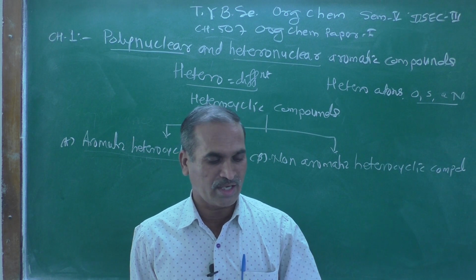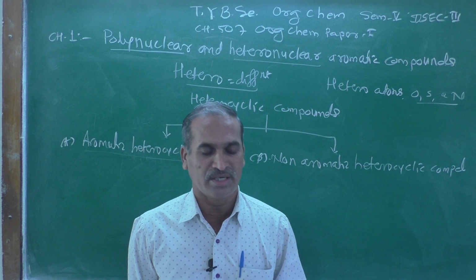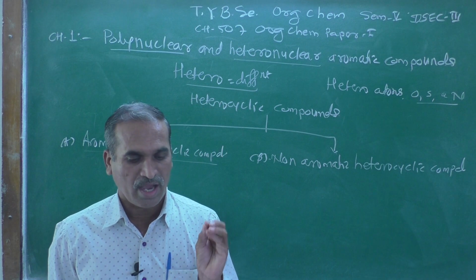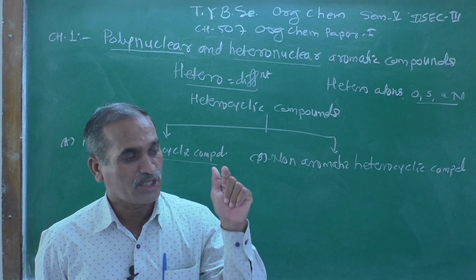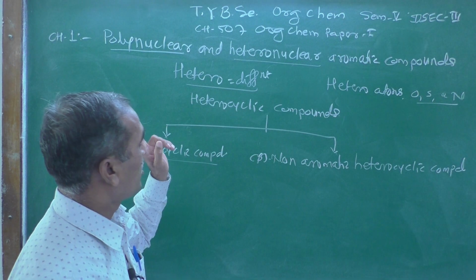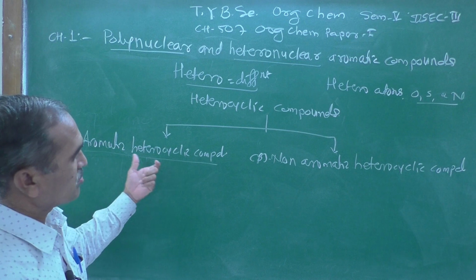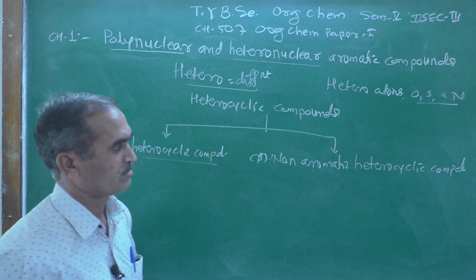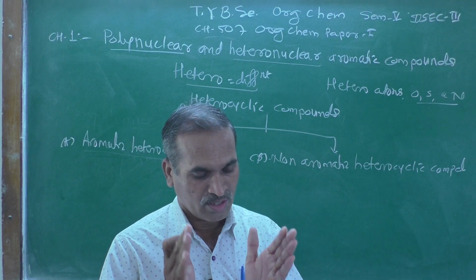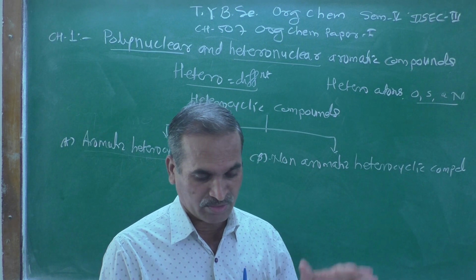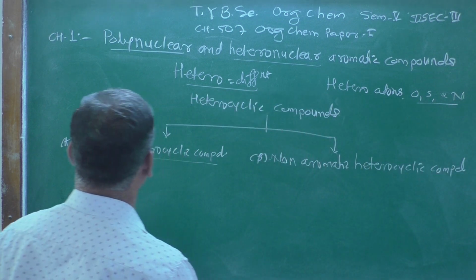So here we are discussing the heterocyclic compound, and heterocyclic compounds are organic compounds that contain a ring structure containing atoms in addition to carbon, such as oxygen, sulfur or nitrogen as a heteroatom. And these are further classified into two types: aromatic heterocyclic compound and non-aromatic heterocyclic compound. Aromatic heterocyclic compounds obey aromatic character as well as Huckel's rule, and that's why they are aromatic in nature. And aromatic compounds are further classified into two types.